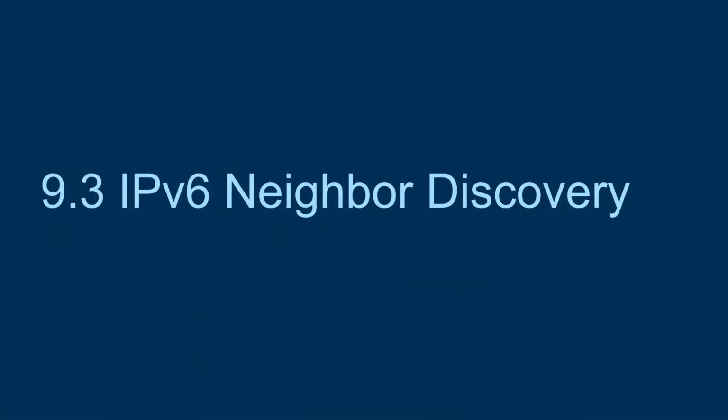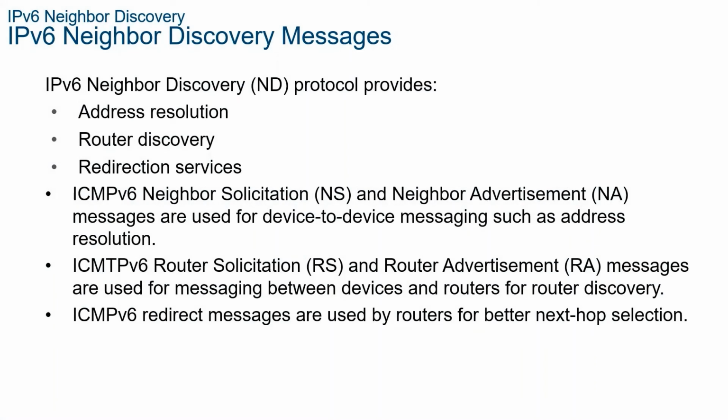IPv6 neighbor discovery messages. The IPv6 neighbor discovery protocol is sometimes referred to as ND or NDP. In this course, we will refer to it as ND. ND provides address resolution, router discovery, and redirection services for IPv6 using ICMPv6. ICMPv6 uses five messages to perform these services. These are the neighbor solicitation messages, neighbor advertisement messages, router solicitation messages, router advertisement messages, and redirect message.